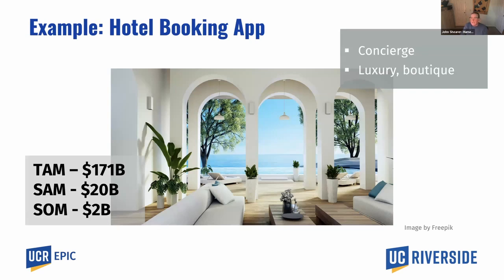Other examples that are the big numbers: hotel booking apps. How many are there? They're all over the place. But guess how much money they generate, especially if you're getting a share of the revenue. If you're the concierge booking app, a concierge service where I'm going after the high-end customer, my SOM's 2 billion. There are real businesses behind these types of numbers.